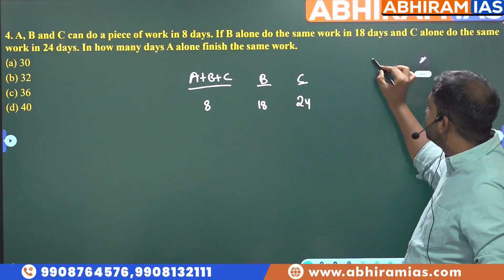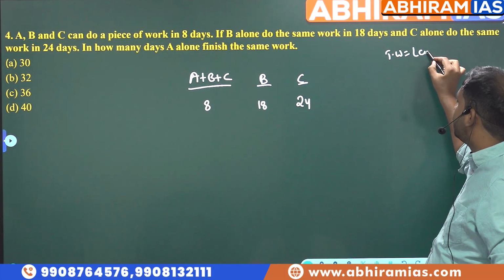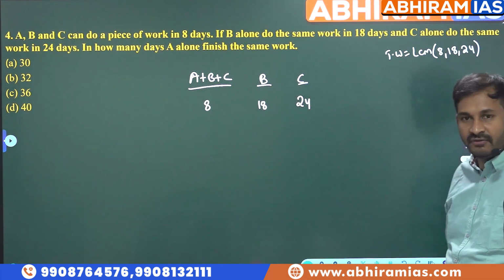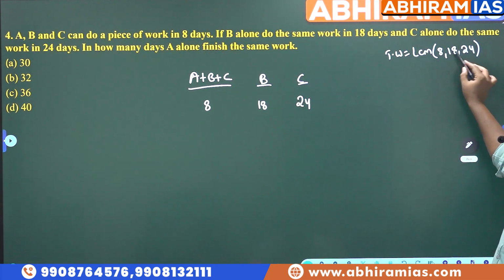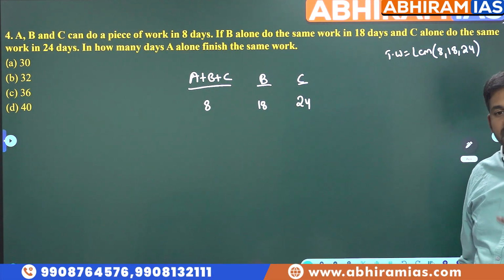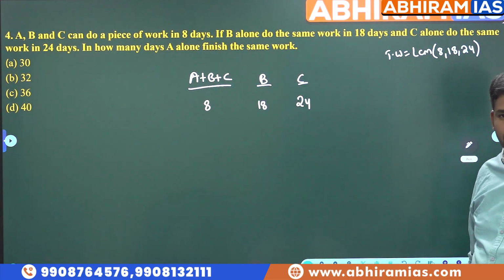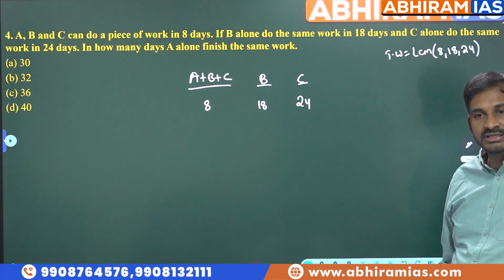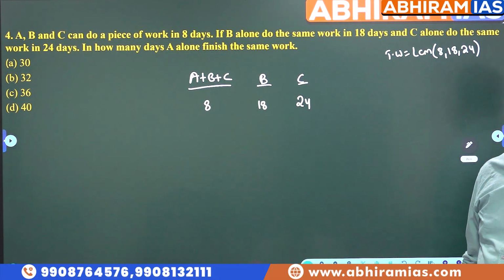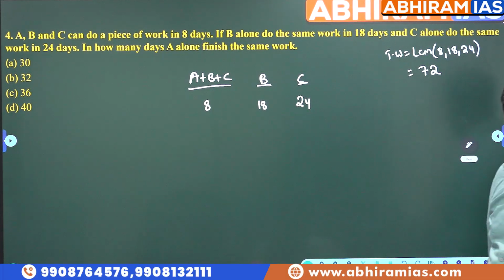Now, as usual, our first target is to find the total work. Total work is equal to the LCM of 8, 18, 24. What is the largest number? 24, right? Please check. Is 24 divisible by both 8 and 18? It is divisible by 8, but it is not divisible by 18. Next multiple of 24 is 48. 48 is divisible by 8. It is not divisible by 18. Next multiple of 24 is 72. Is 72 divisible by 18? Yes. 18 fours are 72, right? So our LCM will become 72. So our total work here becomes 72.